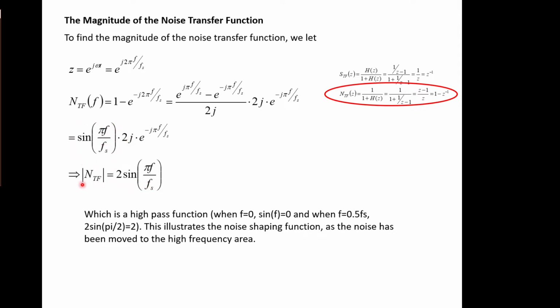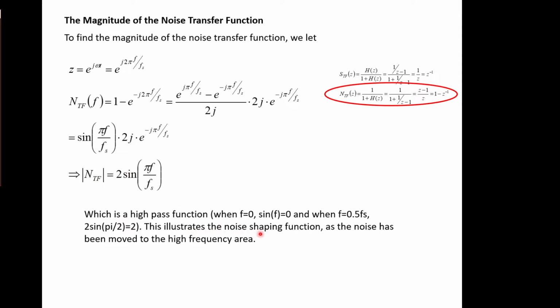So the magnitude of the noise transfer function is this function, which is a sine function, and it depends on the input frequency in relation to the sampling frequency. So whatever the sine of f over fs is, that's going to be the magnitude response of the noise transfer function. Now, we thought this was a high pass function. It turns out this is a high pass function, because when f equals 0, sine of f equals 0, and when f happens to equal 0.5 fs, 2 sine pi, put the value of f equals fs over 2 into here, you get 2 sine pi over 2 equals 2. So the magnitude becomes 2 at high frequencies, but is 0 at low frequencies.